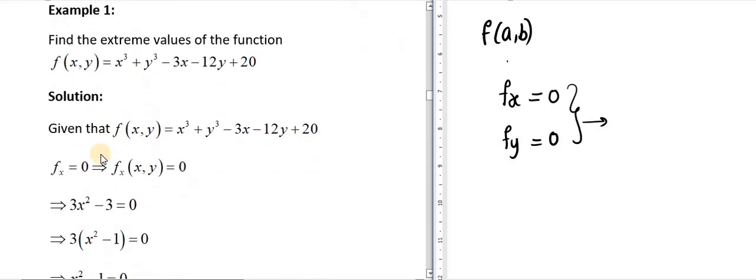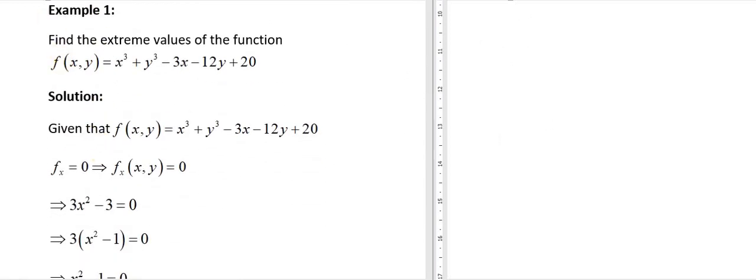Example 1. Find the extreme values of the function f of x comma y equal to x cubed plus y cubed minus 3x minus 12y plus 20. Now we are going to find out the extreme values of the function, that is maximum value and minimum value of the function f of x comma y equal to x cubed plus y cubed minus 3x minus 12y plus 20.